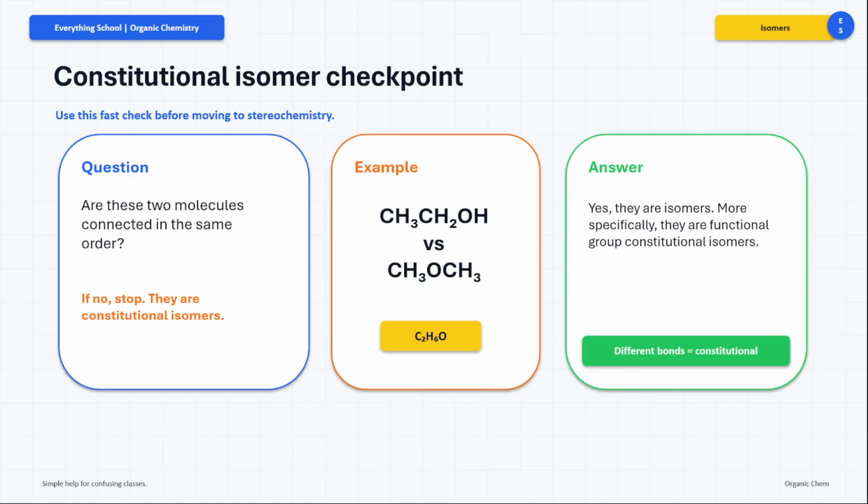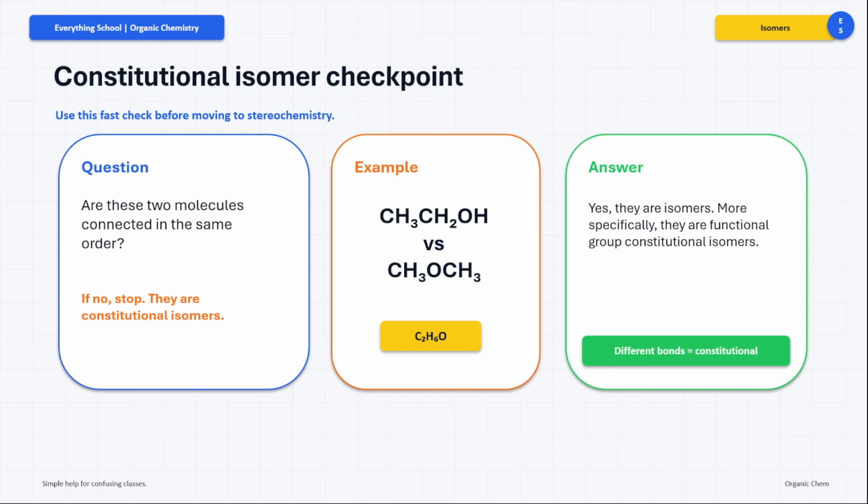Slide 10. Stereoisomers. Stereoisomers are different from constitutional isomers. With stereoisomers, the atoms are connected in the same order. The difference is the three-dimensional arrangement. So the bonds are not changing. The shape is changing. This can happen around double bonds, inside rings, or around chiral centers.